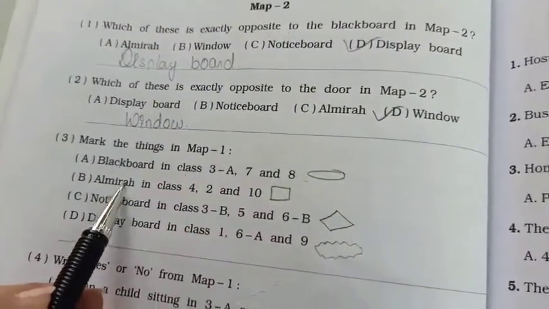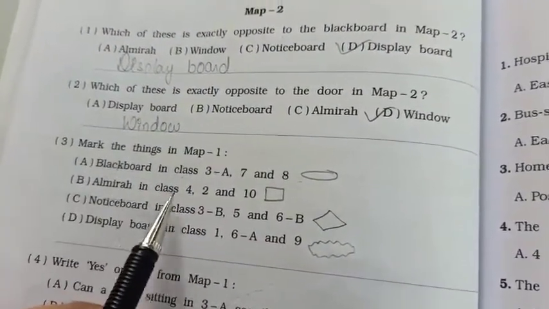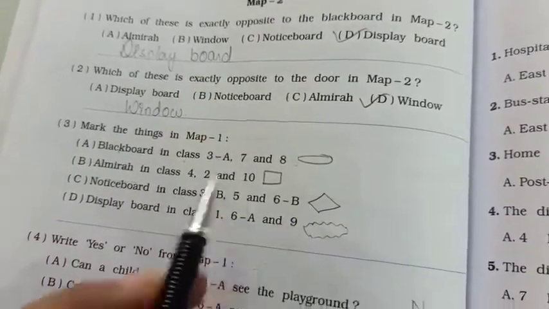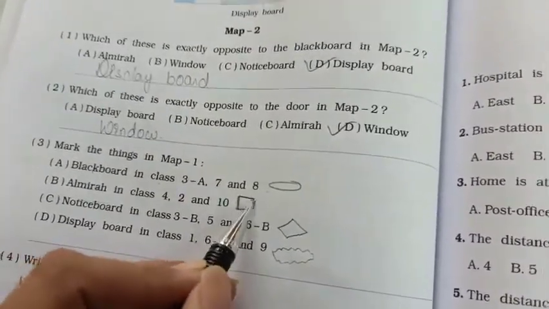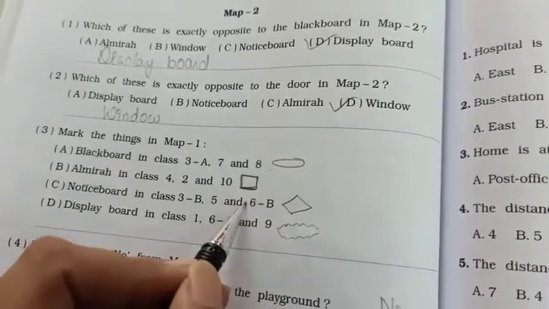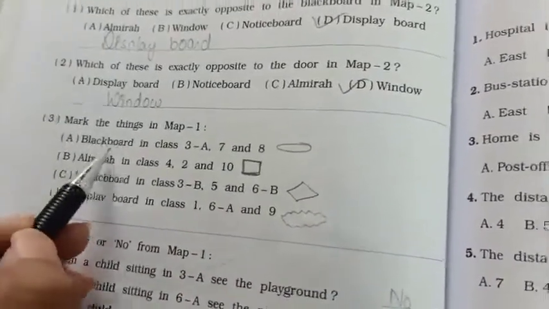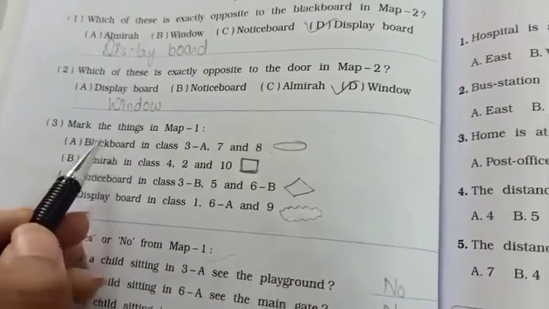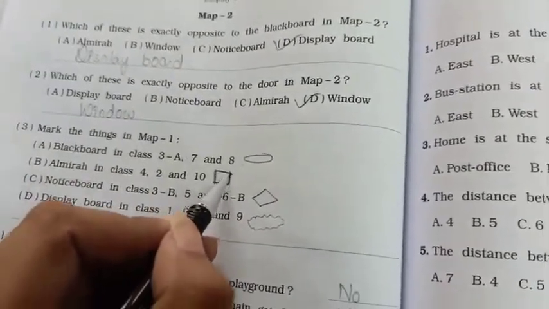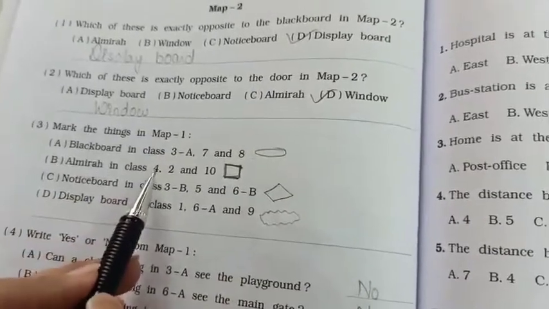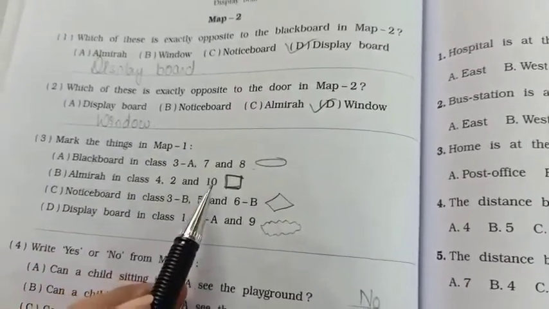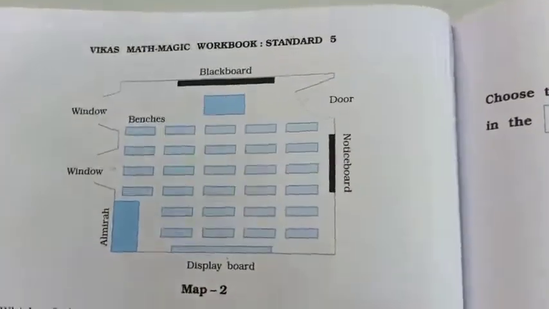Now the Almirah you have to tell. Now B option, Almirah in class 4, 2nd and 10. Now I will take this symbol. Why I am taking different symbols, you know, so that you can also understand and recognize it. Okay, this symbol was for blackboard, and now this symbol is for Almirah. Okay, now you have to go to the 4th standard, 2nd standard and 10th standard.